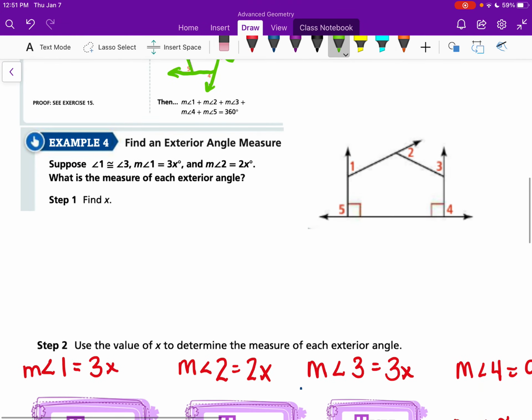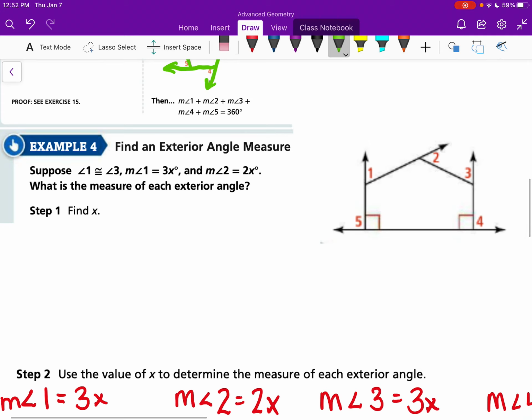That's the big idea. So now let's use that information to find an exterior angle measure. Look at this figure here. Pause and think about it. And let's see what the information gives us. It says, suppose angle 1 is congruent to angle 3. That's what that little symbol means. So I know 1 is congruent to 3. And the measure of angle 1 is 3x degrees. So this is 3x degrees, which means 3 is also 3x degrees. The measure of angle 2 is 2x degrees. What is the measure of each exterior angle?